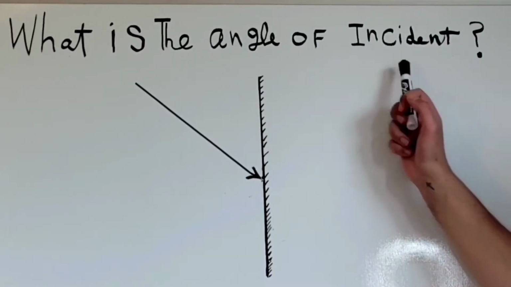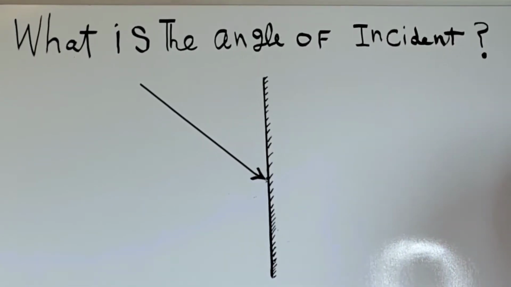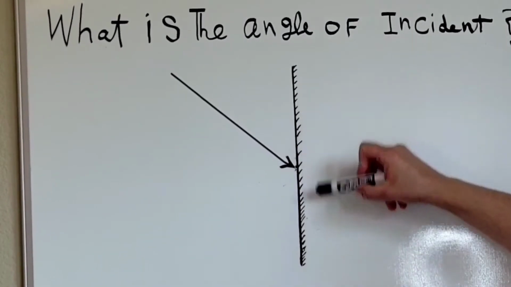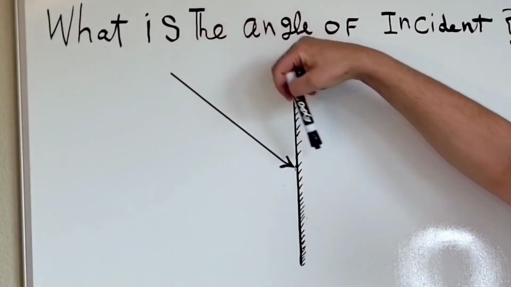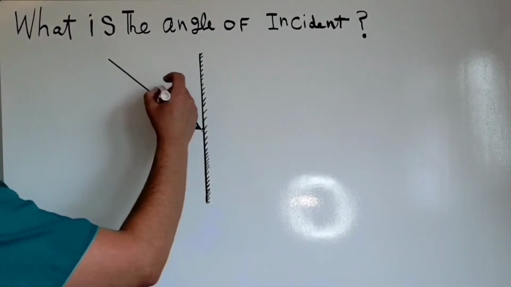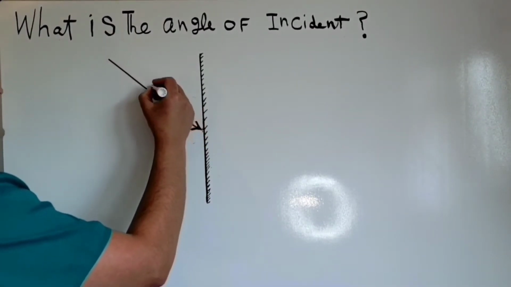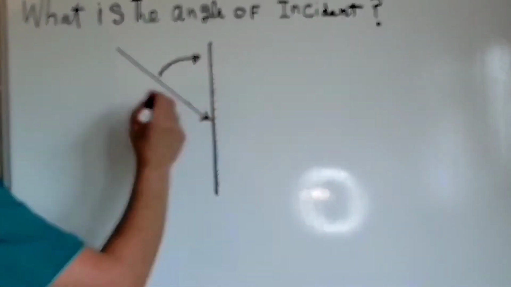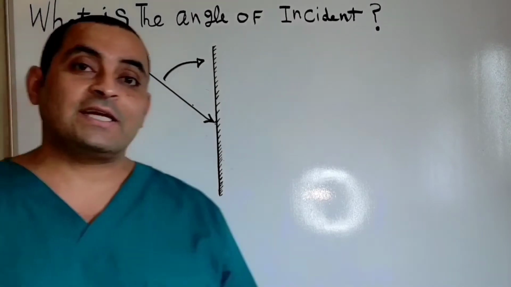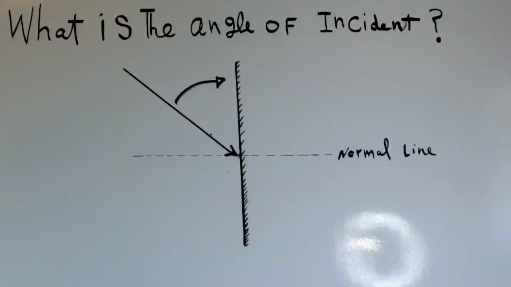What is the angle of incident? Some people mistakenly think that the angle of incident is the angle formed between the interface and the sound beam or the sound wave direction. In fact, the angle formed between the sound beam and the interface is not the same as the angle of incident.